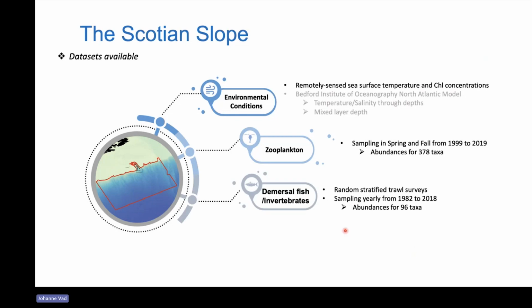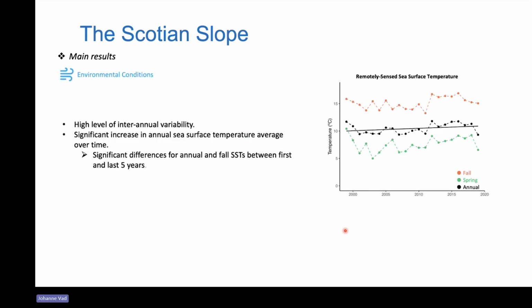I also had access to some demersal fish and invertebrate surveys. So these were random stratified trawl surveys that were deployed yearly between 82 and 2018 and provided us with abundances for 96 taxa. So going through each of these data sets, what were the main results?